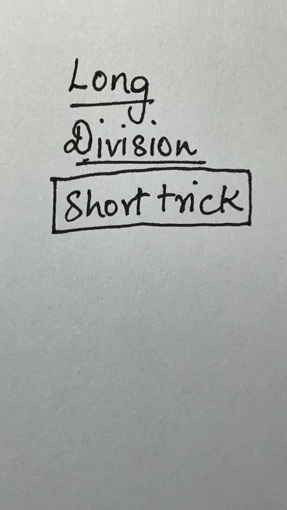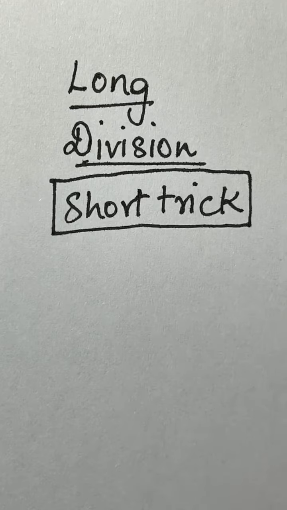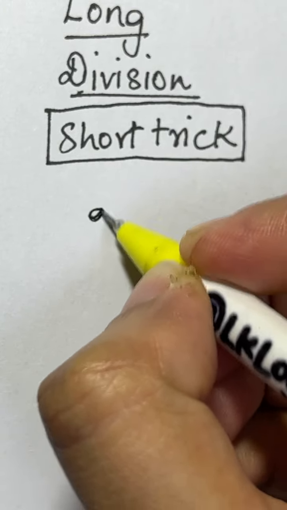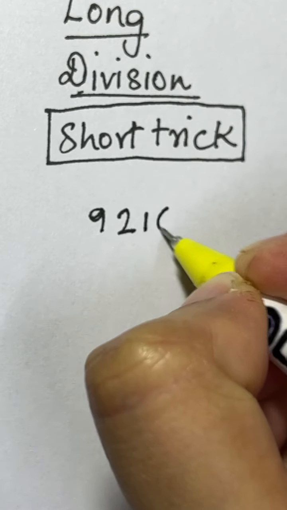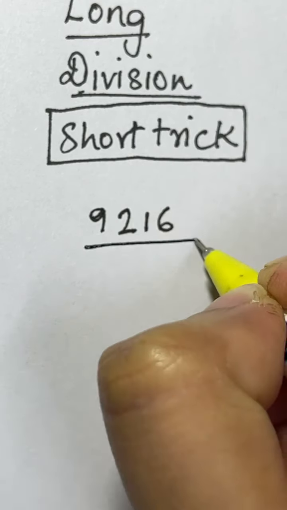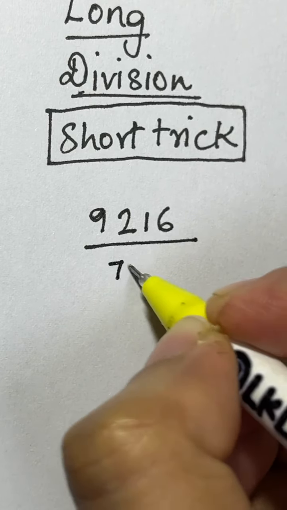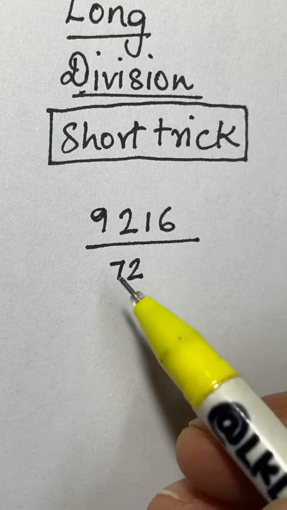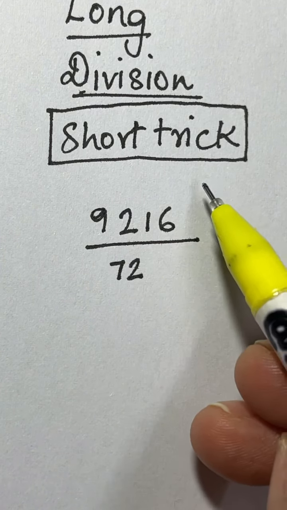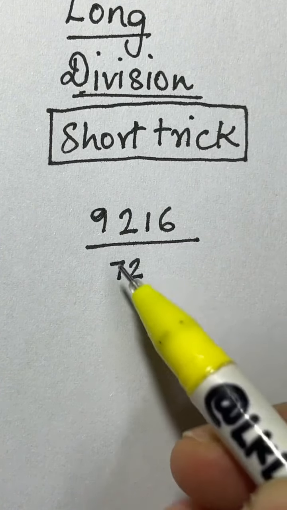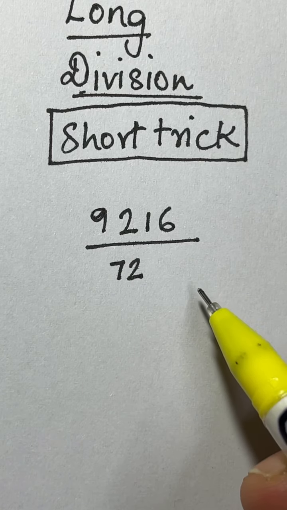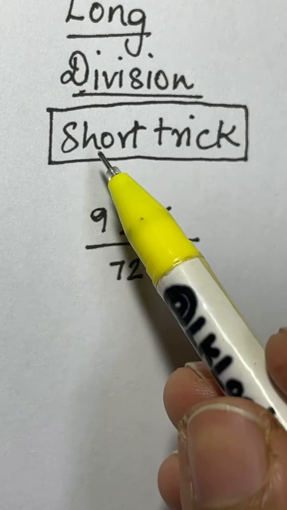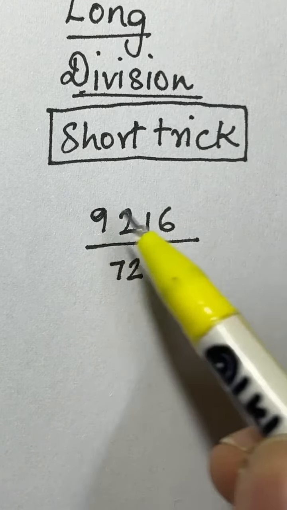Let's see. If I have a question like you need to divide 9,216 divided by 72. Now, how would you do the long division way? You should know the times table for 72, or you need to multiply in your roughs and then check. So it would be very daunting, right? So we are just going to learn the short trick to solve this kind of division.